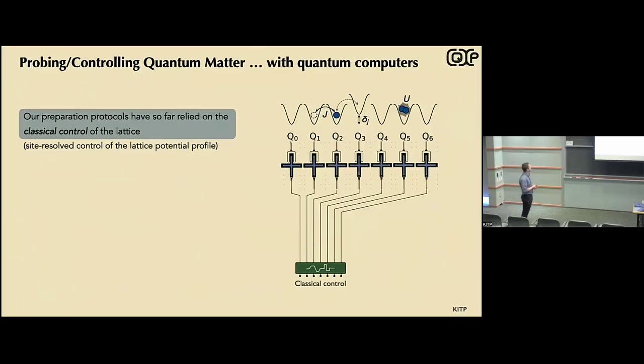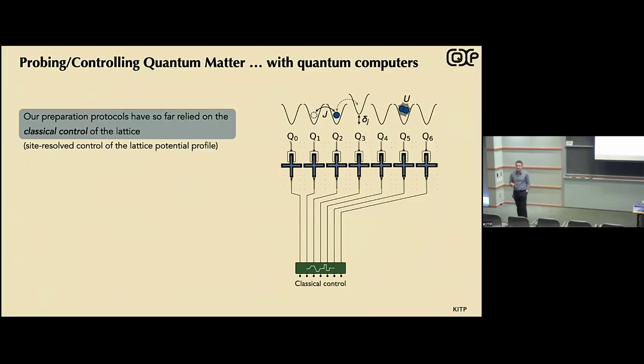So I'm going to change gears a little bit, and I'm going to ask this probably weird question: can we actually leverage quantum computers and interface quantum computers with these synthetic materials in order to come up with new techniques to probe them and assemble some interesting entangled states? And where I'm coming from is that, so far, all of these experiments that we did with our fluids, our preparation protocols have relied on the classical control of the lattice. And let me unpack that.